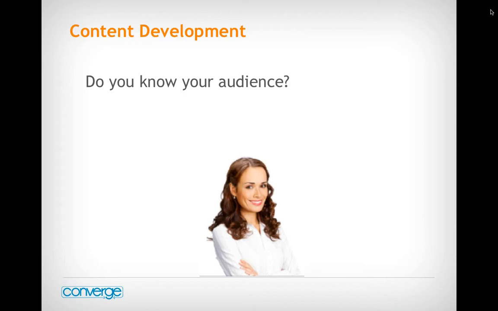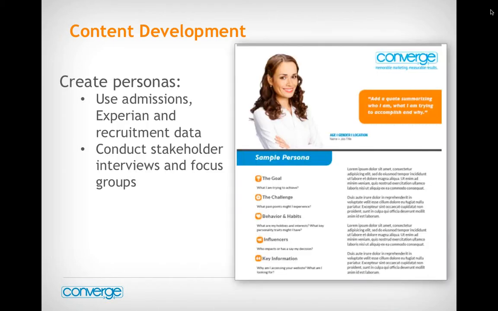The first thing that you really need to know as you're figuring out what type of content we need on our site is you need to know as much as possible about your audience. So a tool that we like to use at Converge is called a persona. And this is just an example one here. But you can use lots of different data. We have admission data.